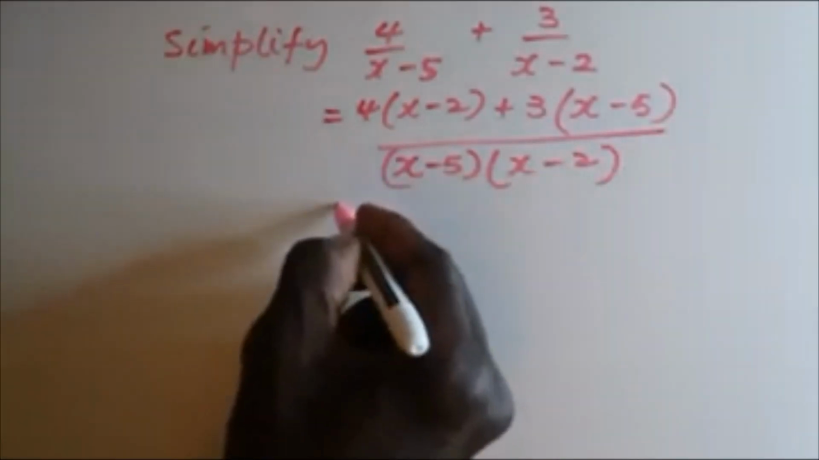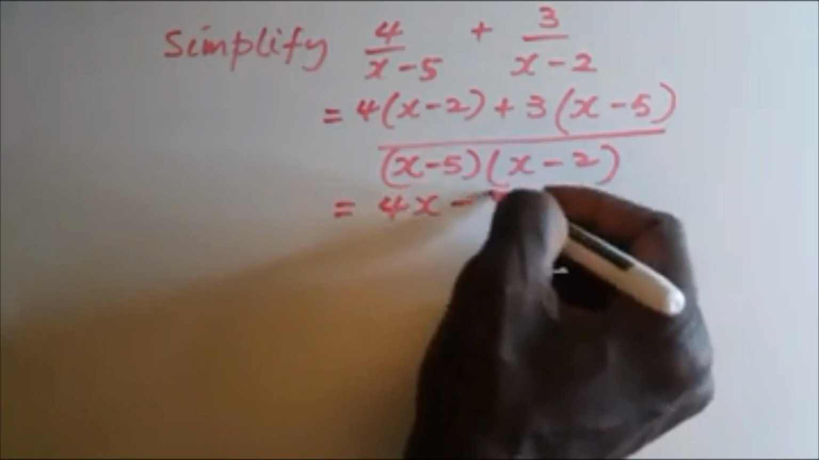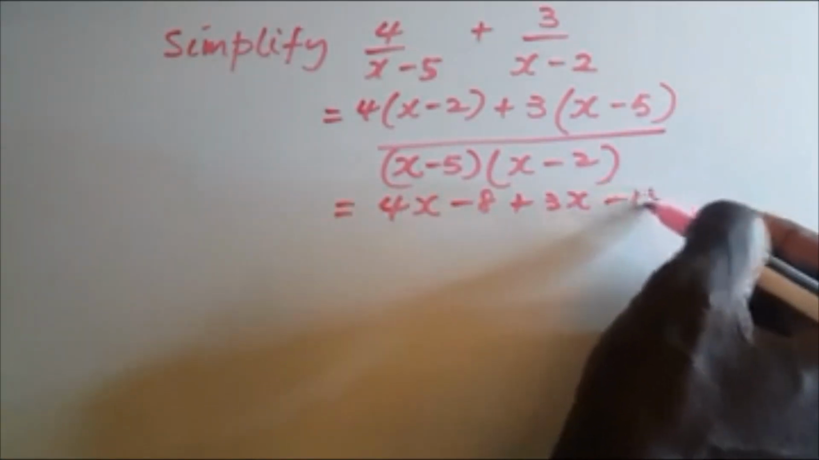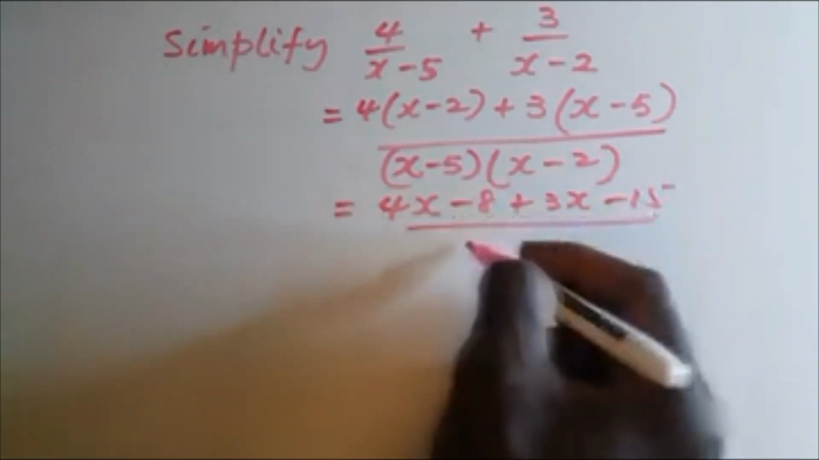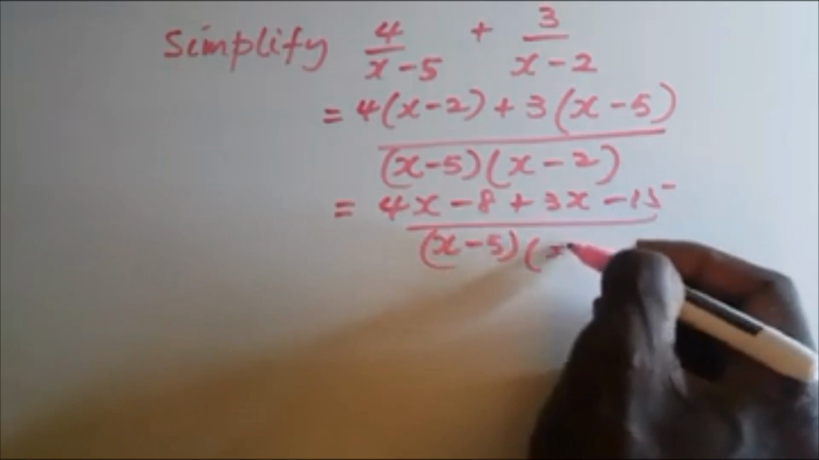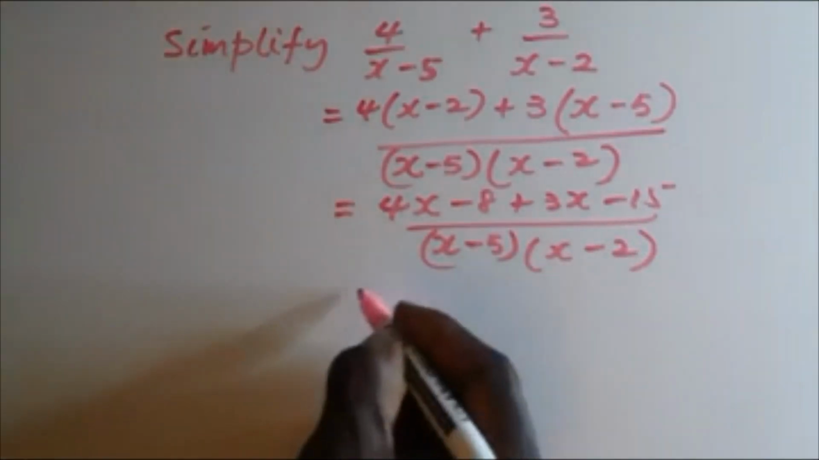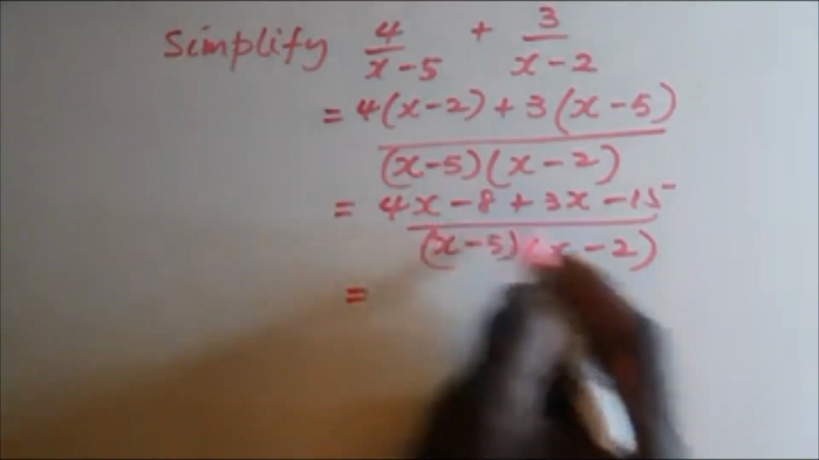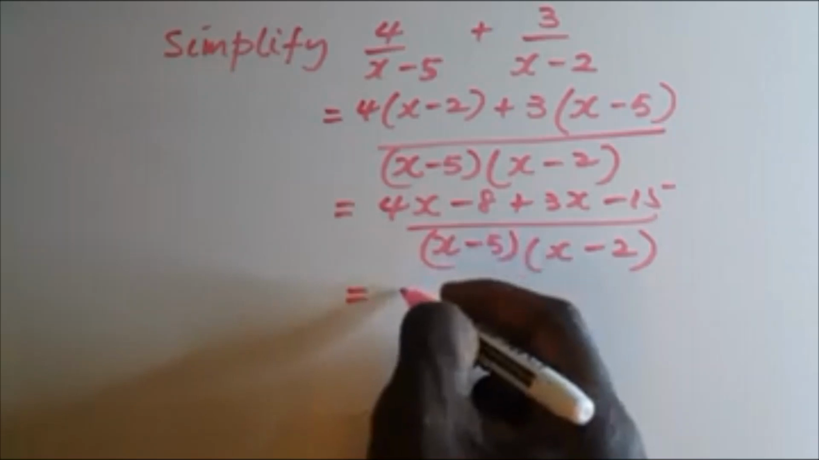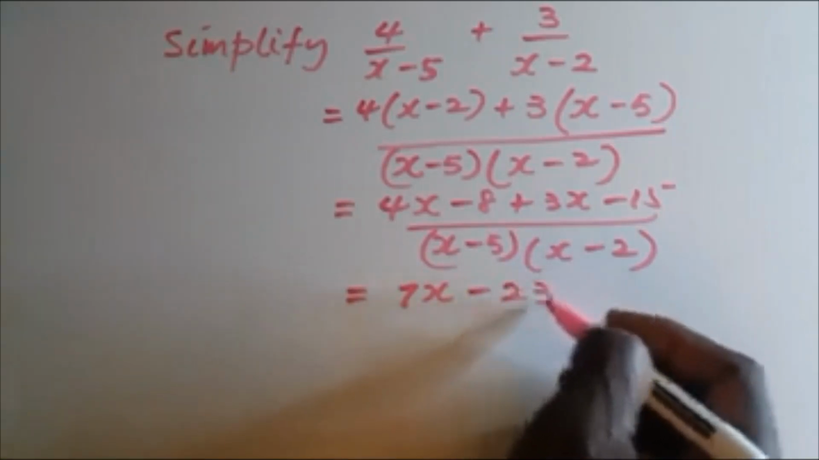Now we'll clear the brackets in the numerator. It's 4x minus 8 and 3x minus 15. Our denominator remains the same. And now we can simplify the numerator by grouping like terms and adding them. So we have 7x minus 23.